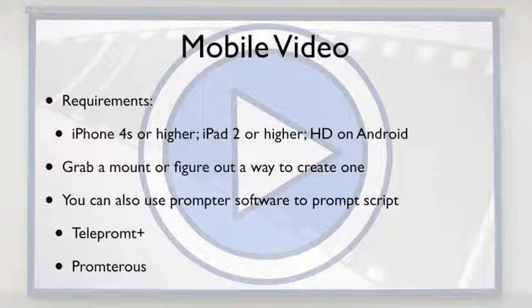And Prompterus is a little bit cheaper of an option. It's a $2 option, $1.99 in the Apple Store. It really just has the basics. It has the features that you need and really nothing more: scroll speed, play, pause, timer. It doesn't quite look as good as Teleprompt Plus.